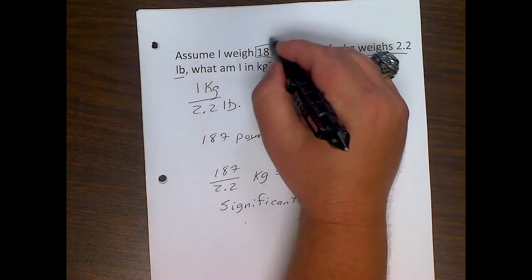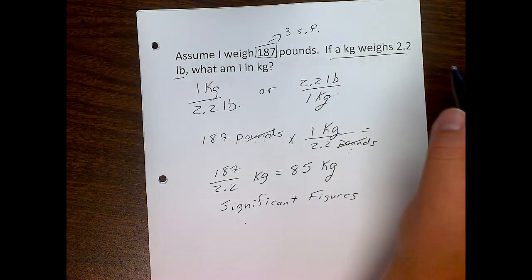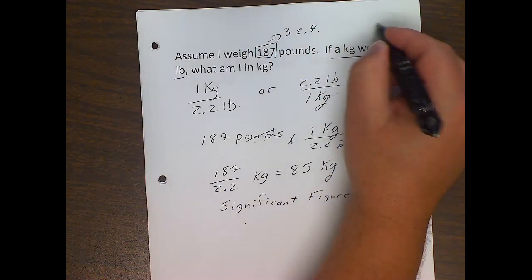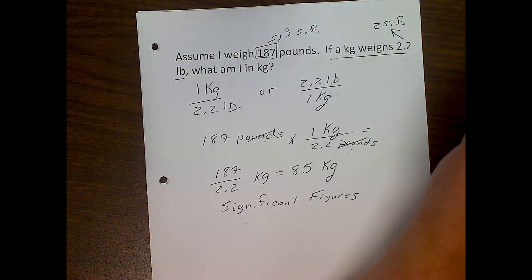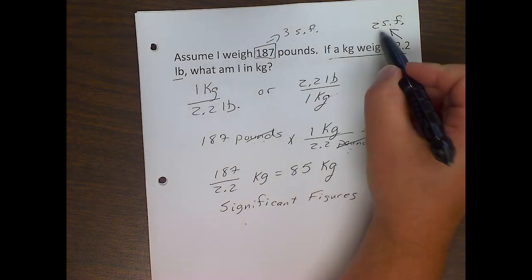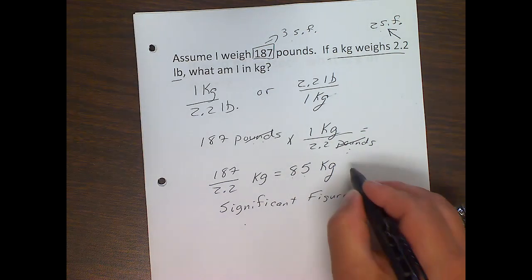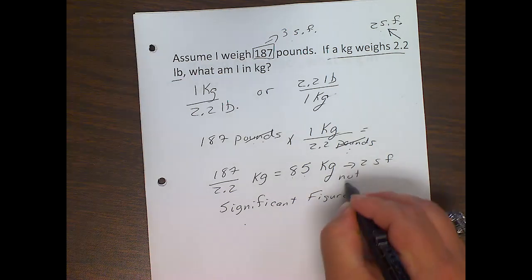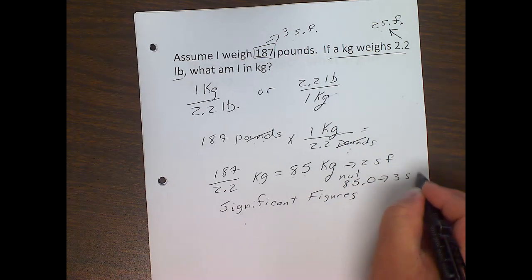Now let's look for a moment at significant figures. This has 3 significant figures because all non-zero digits are significant. This has 2 significant figures. All non-zero digits are significant. When you're multiplying or dividing, the least number of significant digits is what you carry. So we have 85 kilograms, which gives me 2 significant figures, not 85.0, which would be 3 significant figures.